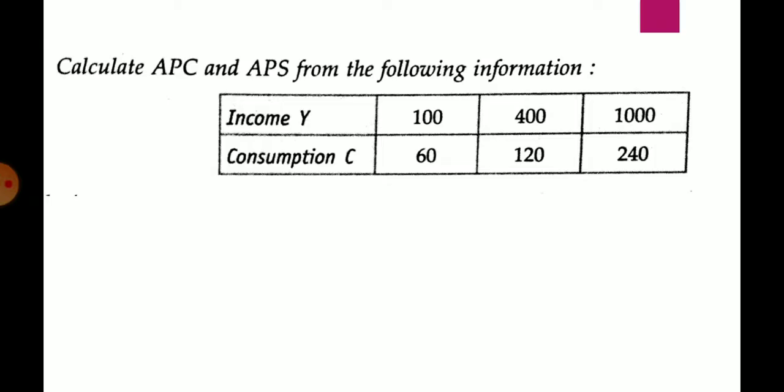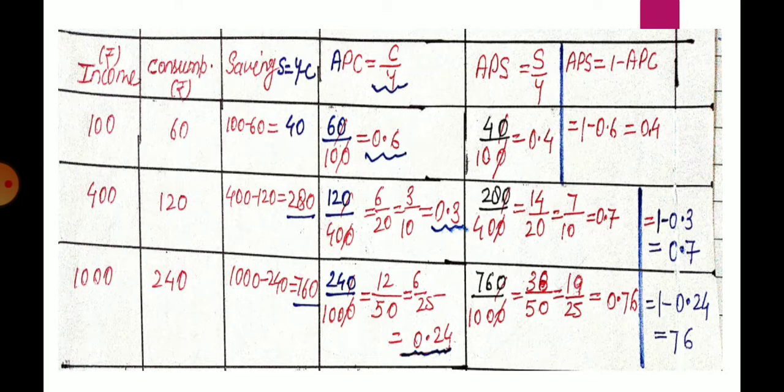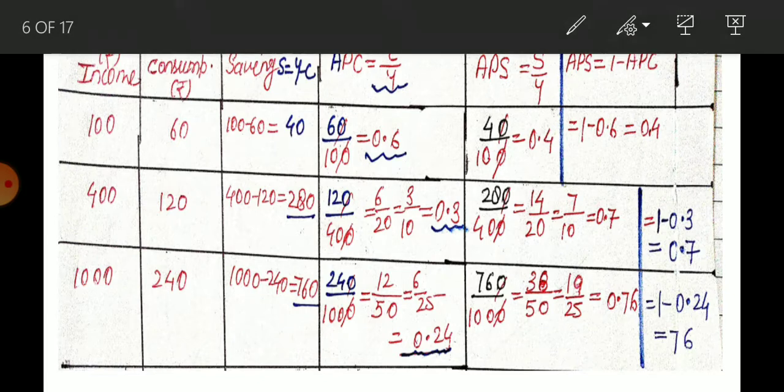Now the next question is to find out the value of APC and APS. So we have to do it the same way. Okay, let me check it. First of all, we are going to calculate the value of APC. So it is directly 60 upon 100, so 0.6. Then 120 upon 400. When we divide, we get 0.3. Now 240 upon 1000. When we divide it, we get 0.24.